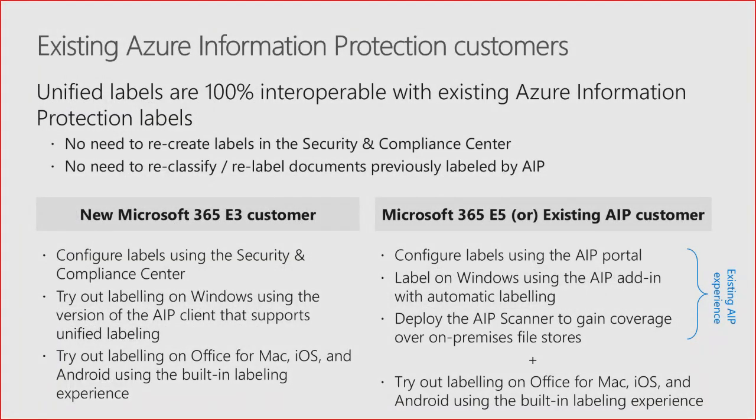Now, I don't usually talk about licensing in these presentations because, well, it's licensing and we'd rather talk about the technology. But with this convergence and unification we're talking about with AIP, there's a couple of things that are worth noting. You don't have to relabel or reprotect anything you've already done with AIP today. It's the same engine under the hood. So the labels are fine, the protection's all the same.